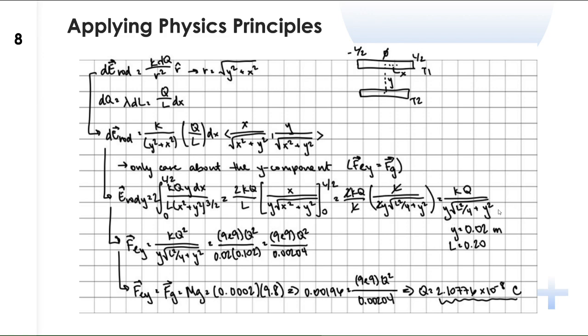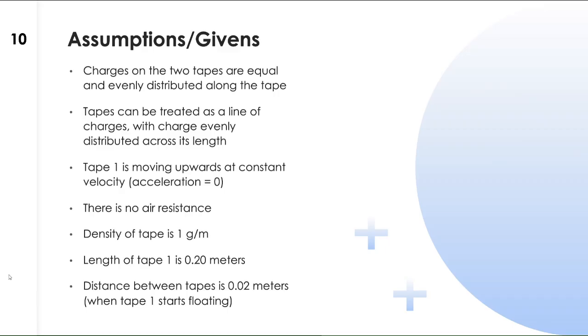So I got an overall electric field y component to be this expression. I substituted in the constants that I showed you earlier, and then multiplied that by q again to get the electric force in the y direction, and set that equal to gravitational force and solved for charge. In my code, I assumed that the charges on the two tapes are equal and evenly distributed, so the charge density was constant. I treated the tapes like a line of charges, and I assumed that the net force was 0 and there was no air resistance.